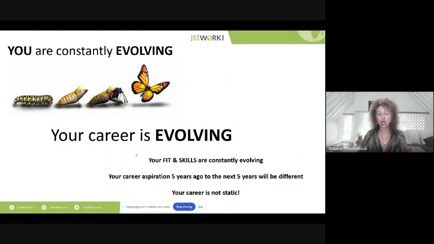You see, you are constantly evolving. Your career is constantly evolving. What you needed 5 years ago in your career, what you need today, and what you will need in 5 years is constantly moving and evolving. The world of work is shifting and changing. Your skills have to evolve with it.